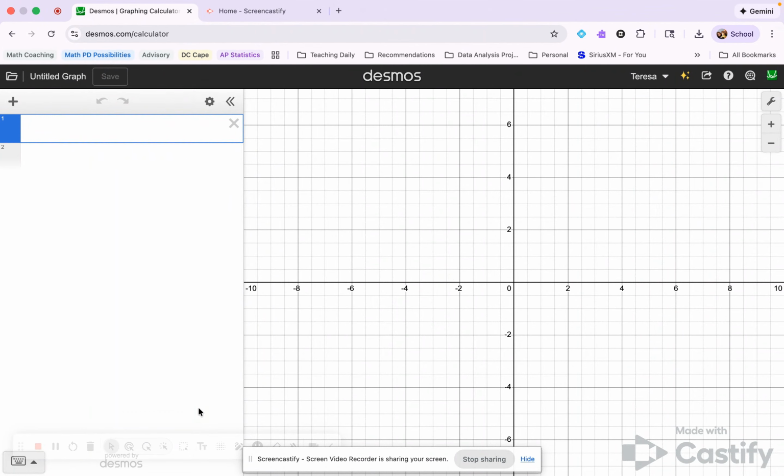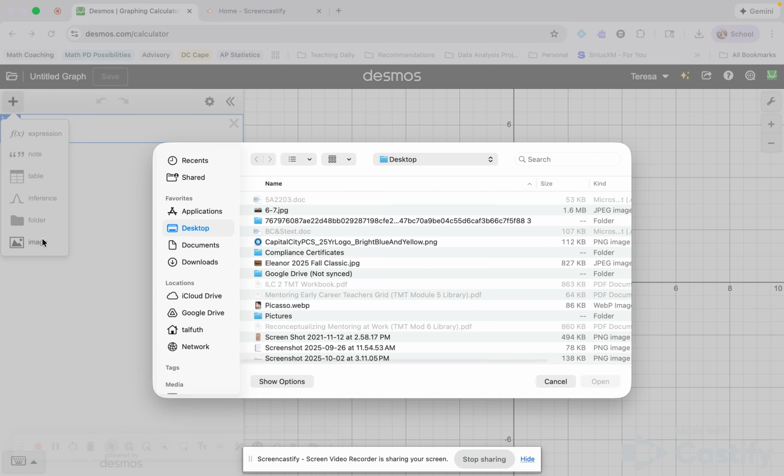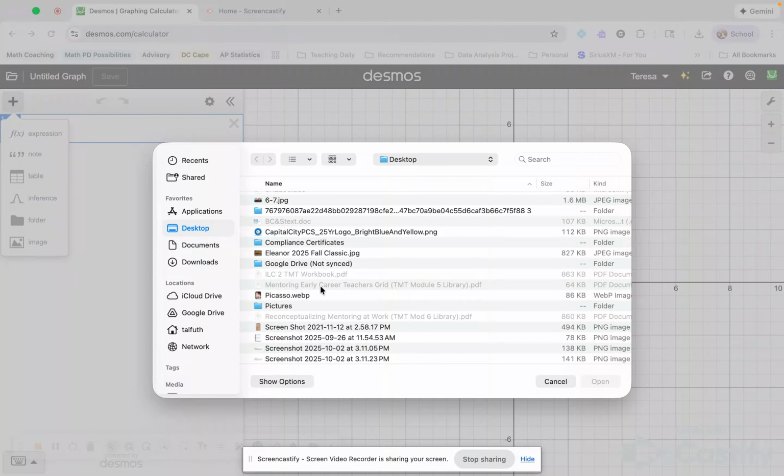So first things first, you'll notice here I'm at your Desmos graphing calculator. I have nothing on my screen yet, so I'm going to show you how to put your picture into your Desmos, and then also make some adjustments to it so that you can still see it, but it makes it also easier to see the functions you're going to enter. So the first thing we're going to do here is go over to this plus button, add an image. You'll need your image saved on your computer.